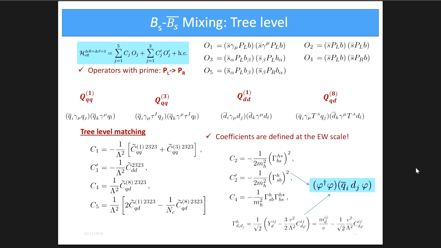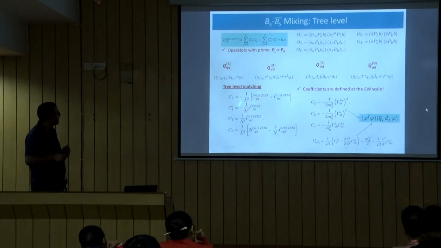So that means this effectively will contribute to B-S bar mixing as well. But these are relatively suppressed things. Here you see only these are the set of operators which will contribute. You don't see any contribution from C3 or C3 prime, and the rest of the things are contributing.